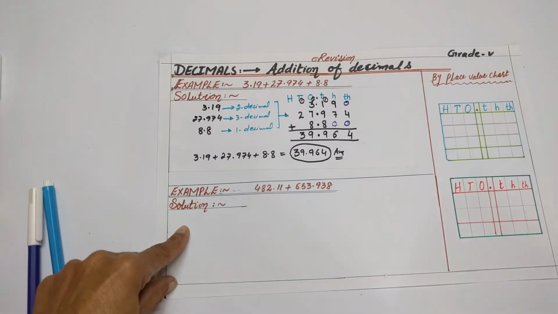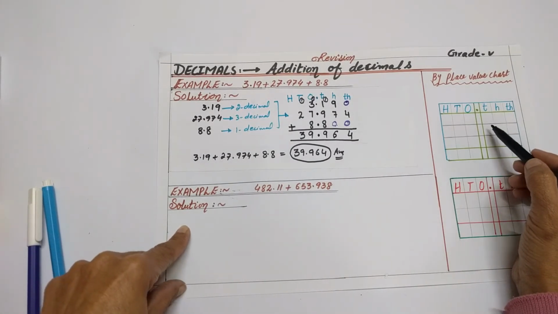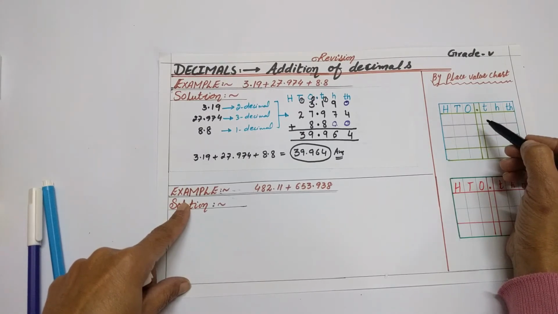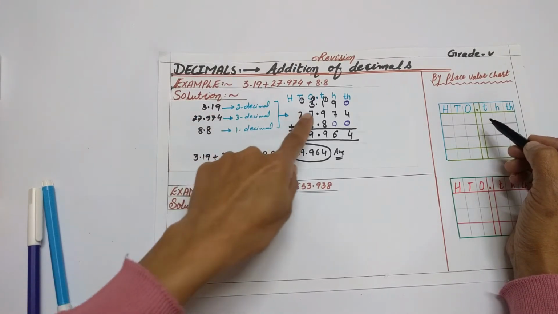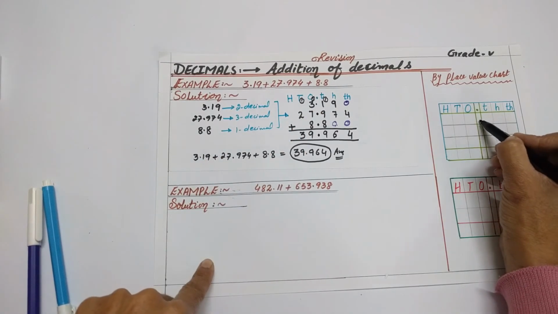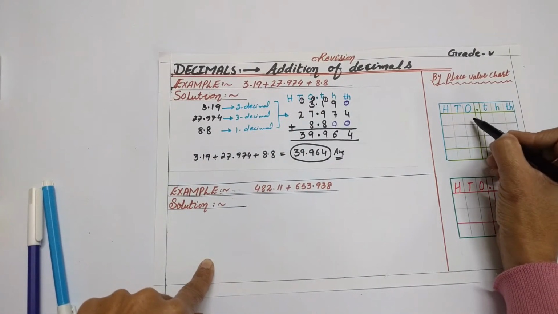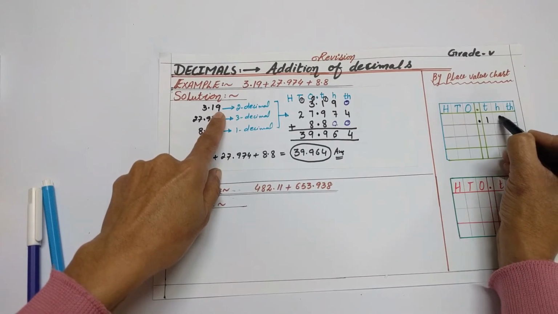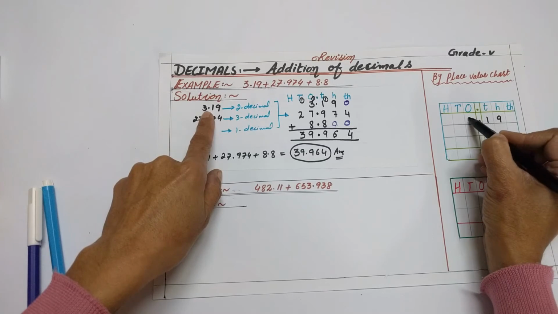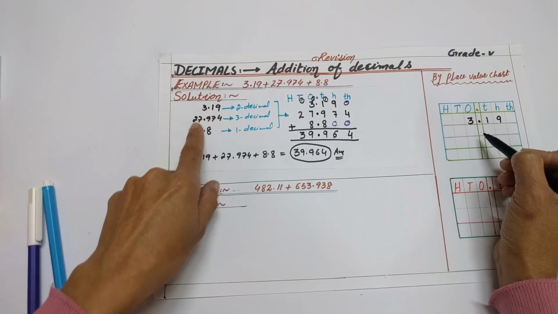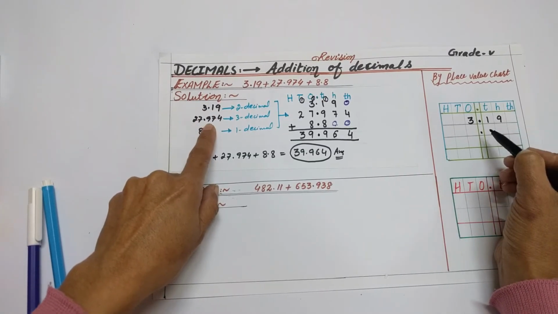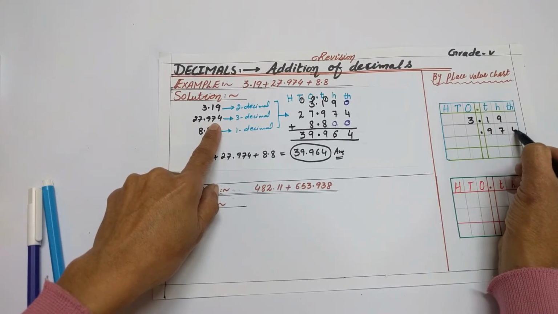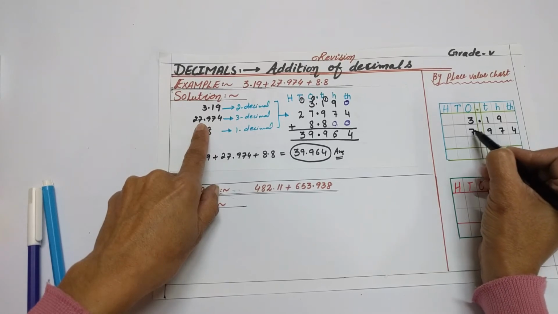So with the help of a place value chart, you can easily add these numbers. I will also solve it with the help of the place value chart. As our first number is 3.19, firstly we will put the decimal. First digit is 1, second digit is 9, and on the left side we have 3. Now again the decimal. Right side 9, 7, 4 and left side is 7 and 2.